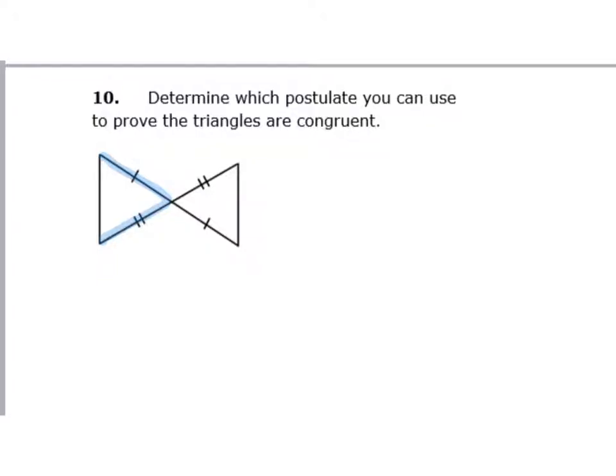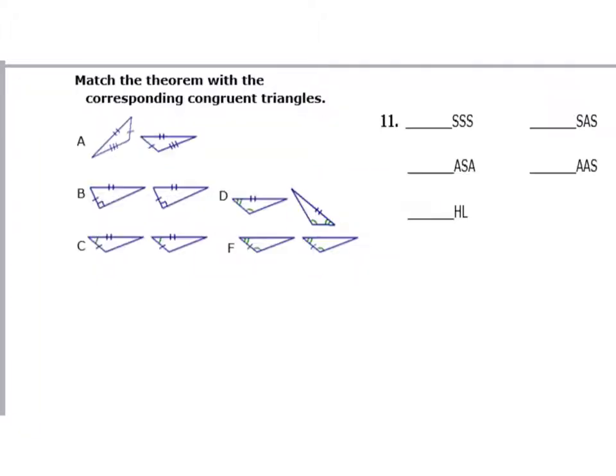But if you recall, you should remember that vertical angles are congruent. So really, I also have an angle right here. So when I look at this, I can see that I have congruence by side, angle, side, because that angle is included in between the two S's, so it's not the one we don't like. Okay? All right, let's look at number 11.